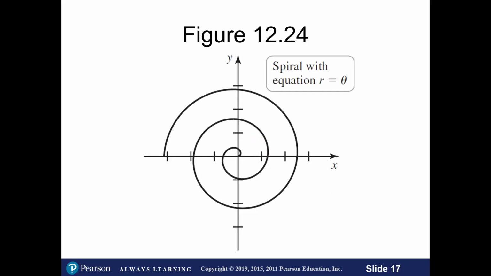You can get some more clever curves like r equals theta. As theta increases, r increases. You can see that's going to be a spiral that winds outward from the origin.